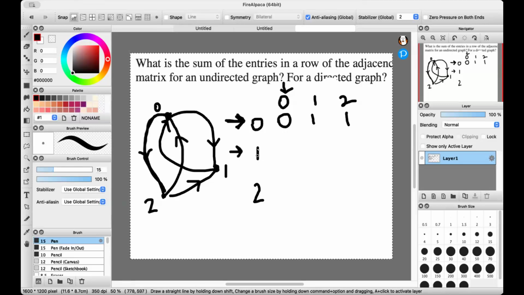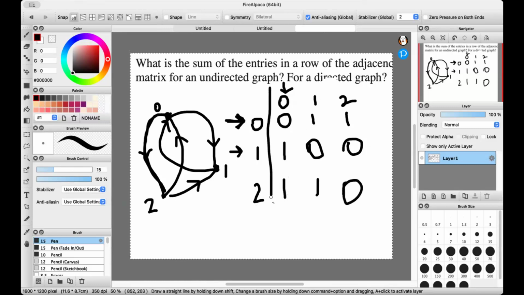In this row, we're counting the number of edges that take you from 1 to 0, which is just 1. From 1 to 1, 0. From 1 to 2 is also 0, because you can see in the diagram, while there's an edge that goes from 2 to 1, there's no edge that goes out from 1 into 2. For 2 going to 0, that's 1. 2 going to 1, that's 1, and 2 to 2, that's 0.